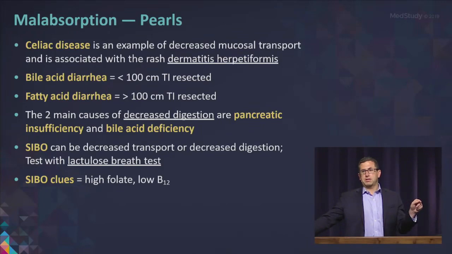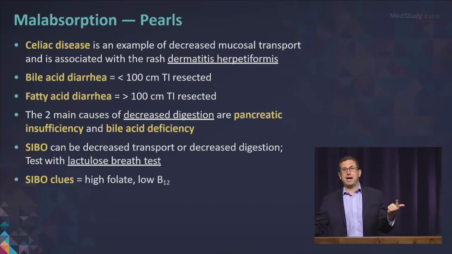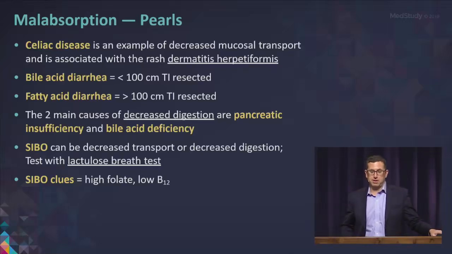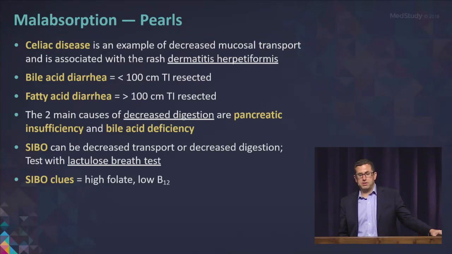However, if you resect more than 100 centimeters of the ileum, you will lose bile acids, so your body stores will be depleted. Because bile acids help digest fat, and they're no longer present in sufficient quantities, you're going to get fatty acid diarrhea. The two main causes of decreased digestion are pancreatic insufficiency and bile acid deficiency. And small bowel overgrowth can be associated with two different mechanisms: decreased transport and decreased digestion.